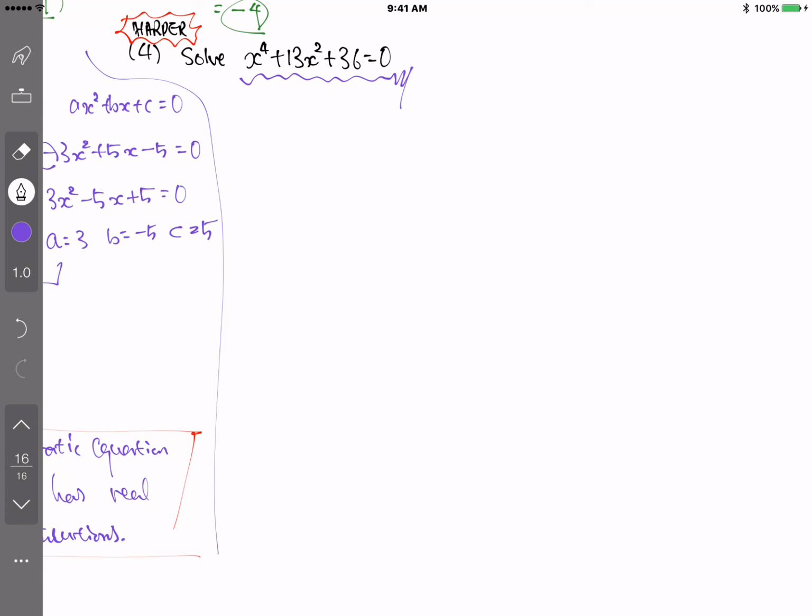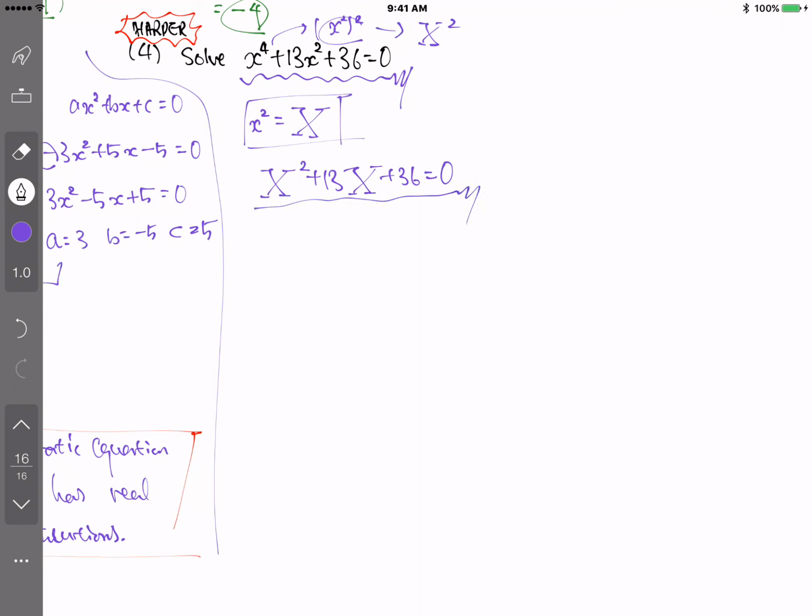There is actually a simpler way. Let me just show you guys. What if you say that x squared is just large X, the capital X, for now? So let's say x squared is the large X. And it will become large X squared plus 13 large X plus 36 equals 0. So for this one, it's x squared in brackets, squared. So this is actually large X squared. And here we just made the quadratic equation by turning x squared into the capital X.